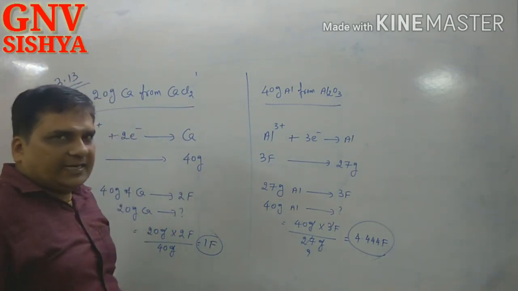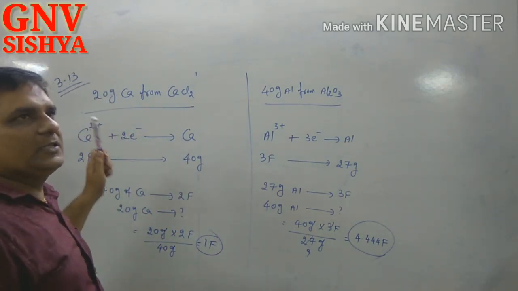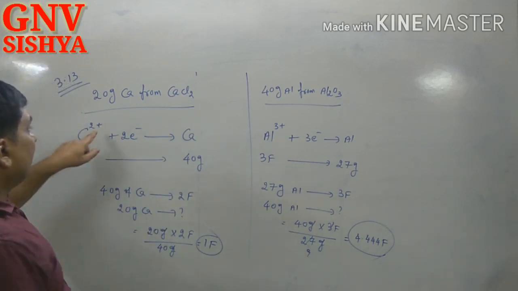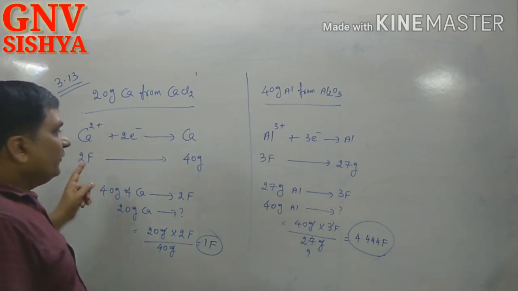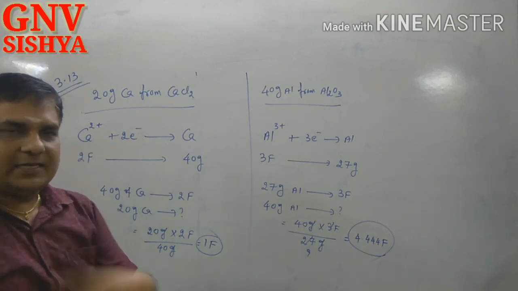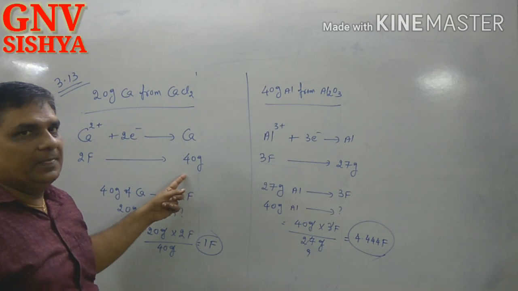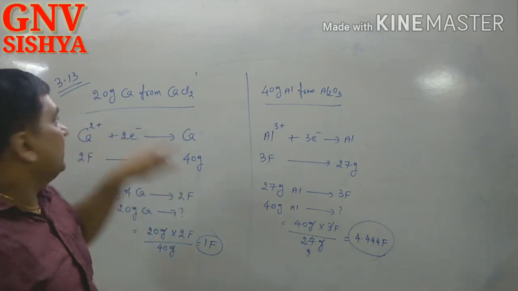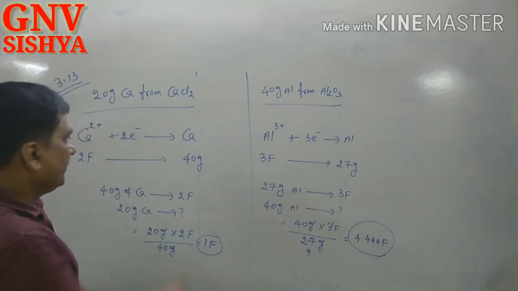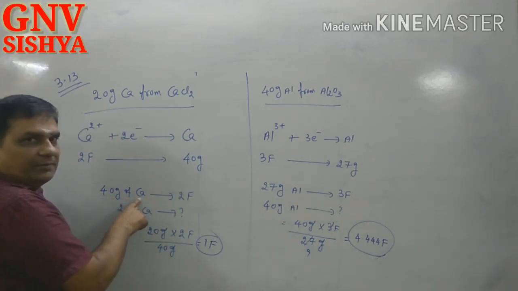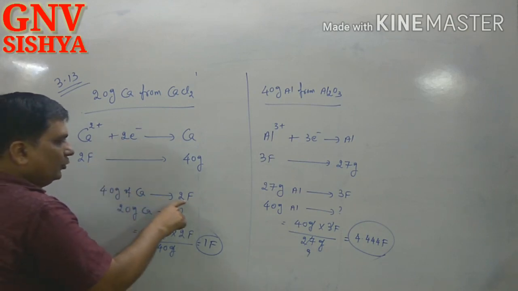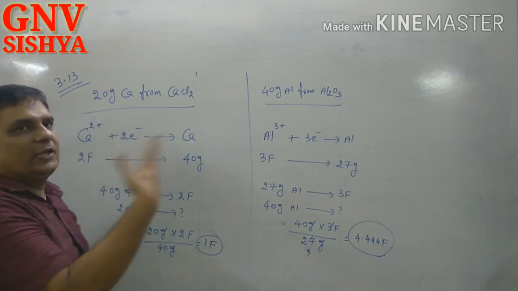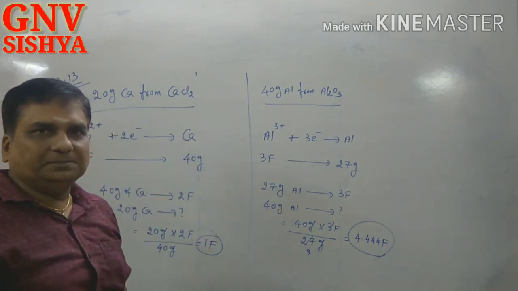Now let us write the electrode reaction. Ca2+ plus 2 electrons gives Ca. This is the electrode reaction. According to the reaction, valency is how much? 2. 2 Faraday will deposit 1 mole of calcium, that is 40 gram. What is the question asked? How much quantity of electricity in Faraday to deposit 20 gram? Make it reverse. 40 gram of calcium is obtained using 2 Faraday. Therefore, 20 gram of calcium needs 20 by 40 into 2 Faraday, not 20 into 1 Faraday.